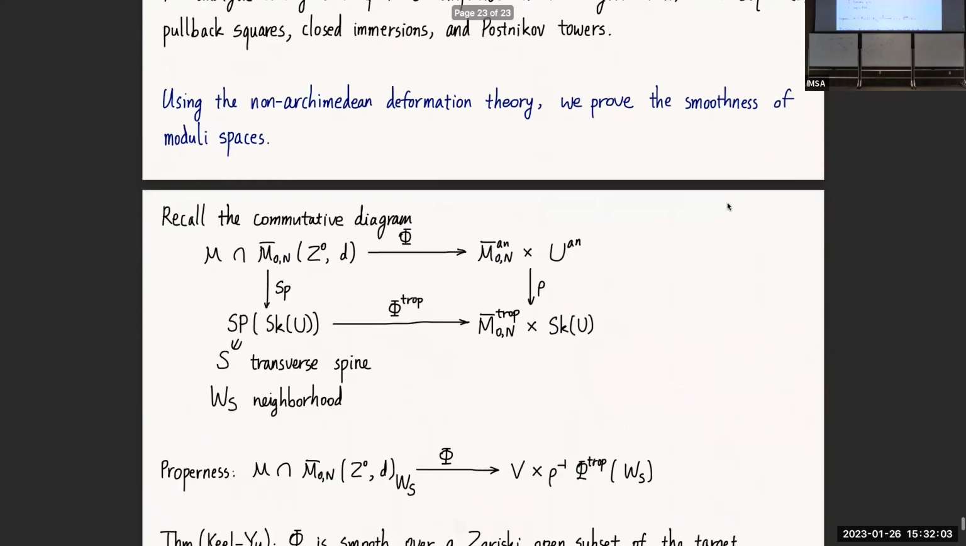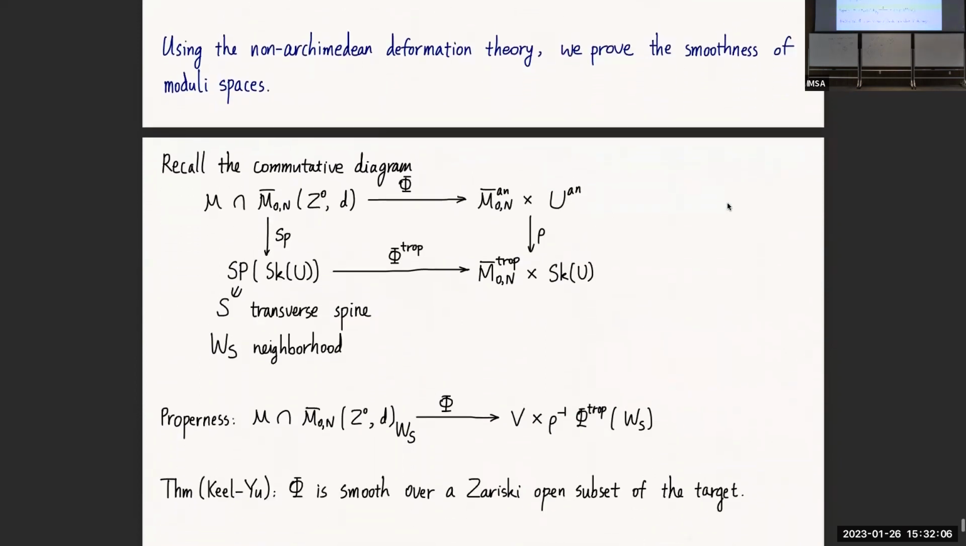So using this non-Archimedean deformation theory, now we deduce the smoothness of the moduli space. We had the properness 5 minutes ago, and now using the deformation theory, we can further prove that this map is actually smooth over a variety of the subsets.